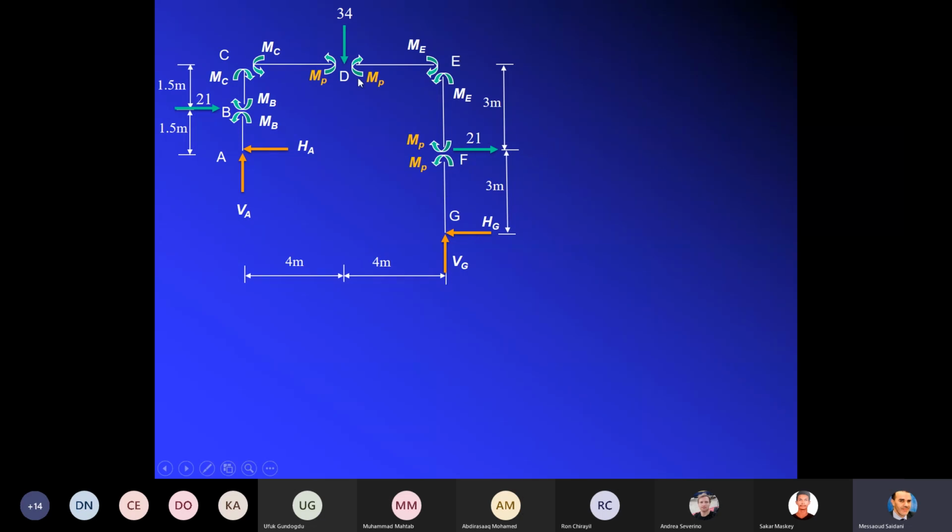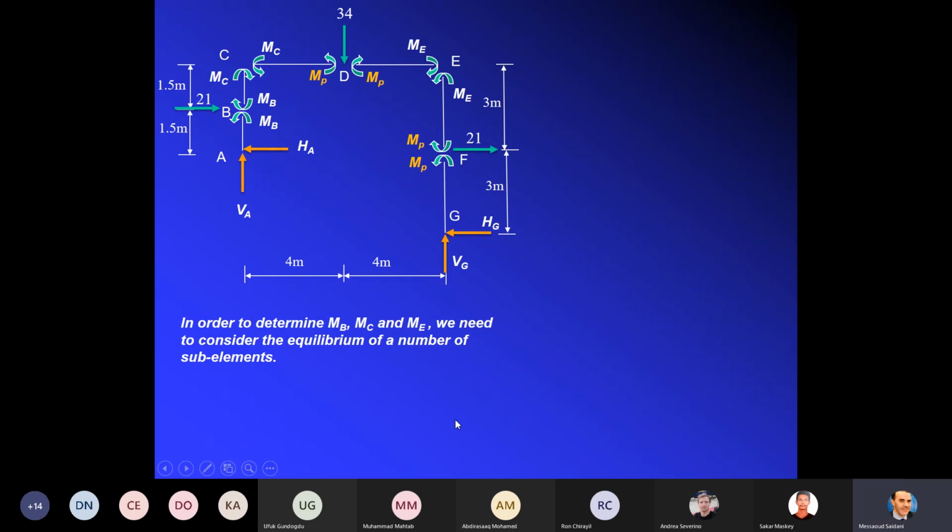Okay, so we have the moments at D and F known: they are equal to MP. And we need to determine the moment at B, the moment at C, and the moment at A. We have reactions. At A, we have a vertical reaction and a horizontal reaction, and at G, we have a vertical reaction and a horizontal reaction. The dimensions are shown here, and the loading is also shown.